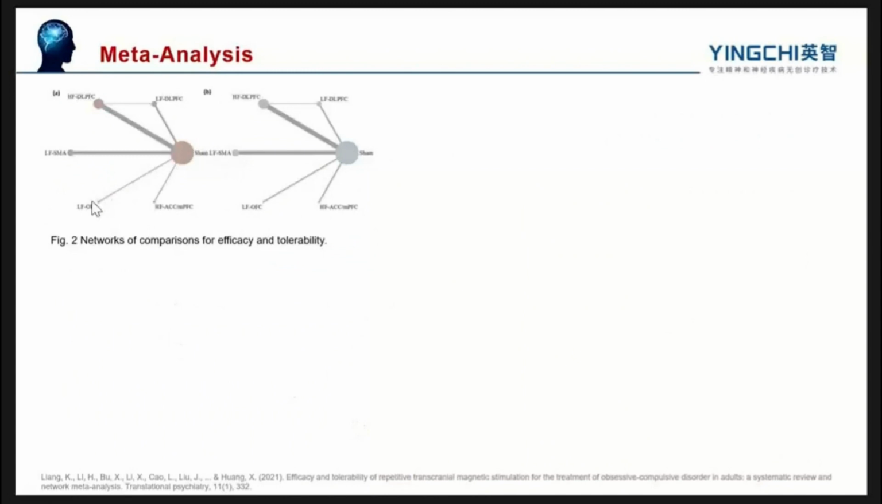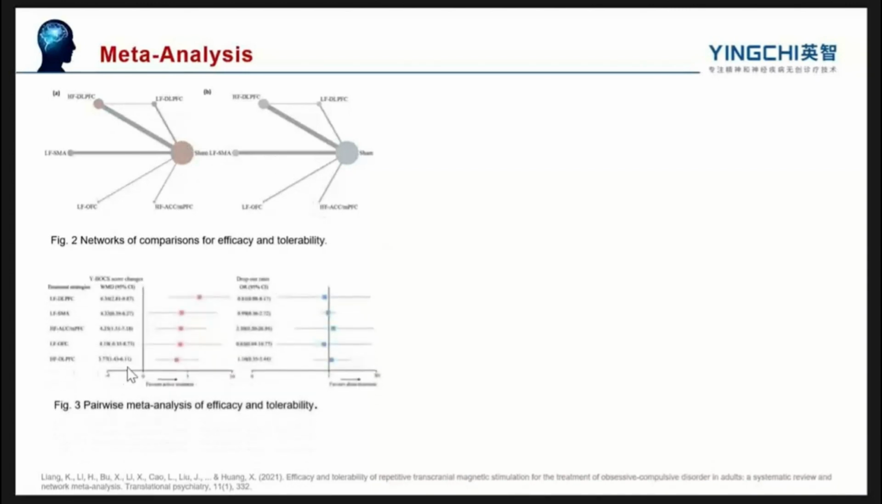And we can see from figure two that this node refers to the subjects in this group, and you can see that most of the groups used the high frequency targeting the DLPFC, and the low frequency targeting the SMA, and also the low frequency targeting the DLPFC is mostly used. The comparison between groups is represented by the thickness of this line. So the comparison between this kind of paradigm with sham are the most.